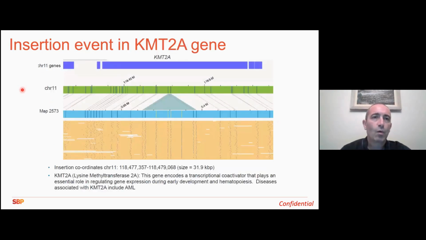And indeed, one insertion event that we detected in this sample, and insertion events I'm led to believe are extremely hard to detect using traditional next generation sequencing methods. But here we find a 32 kilobase pair insertion in the middle of the lysine methyltransferase 2A gene. And this gene has been implicated in AML before. So a sample that was considered normal by cytogenetics, we find this potentially pathogenic insertion in a known disease-causing gene in leukemia.